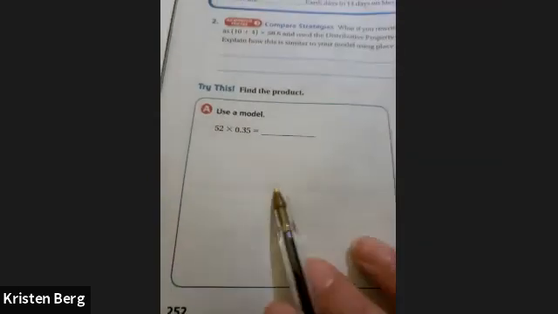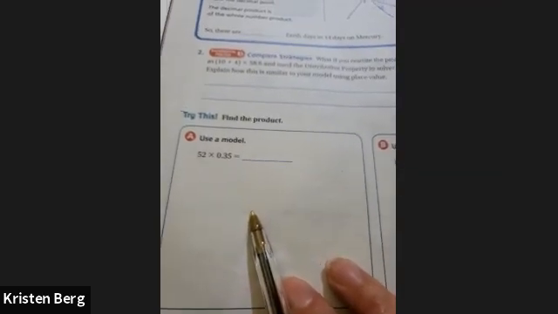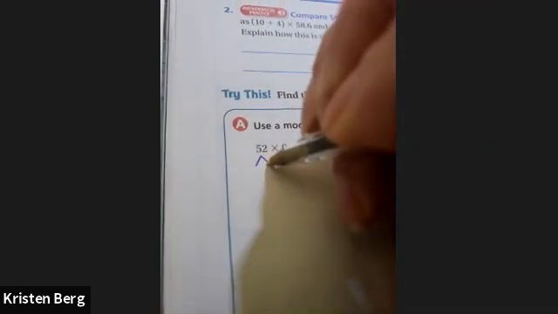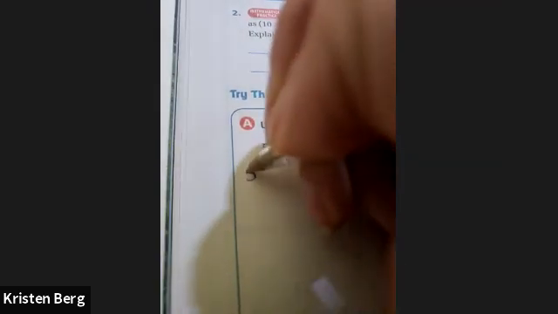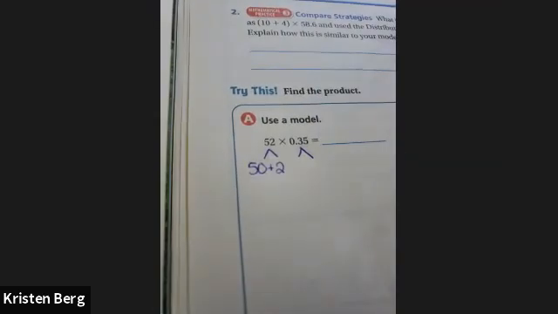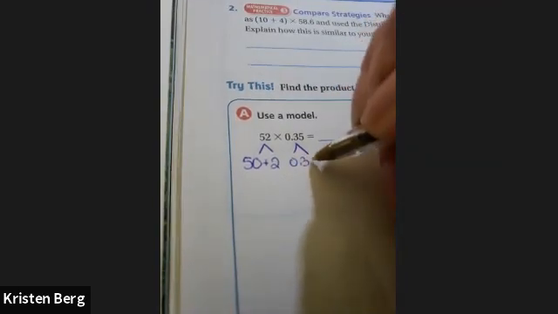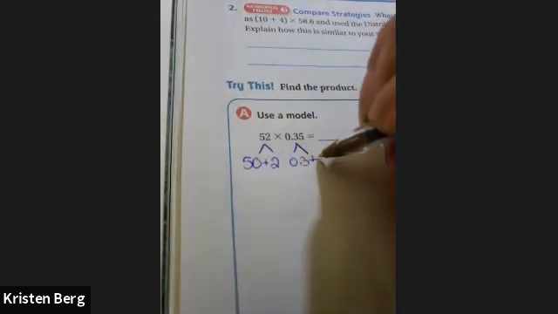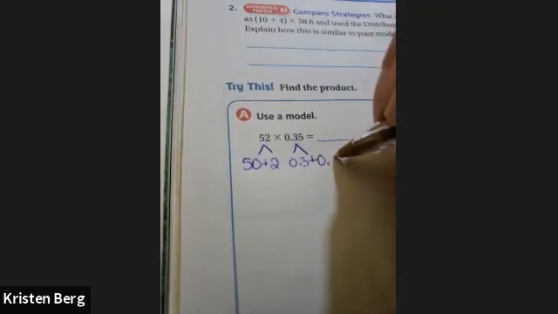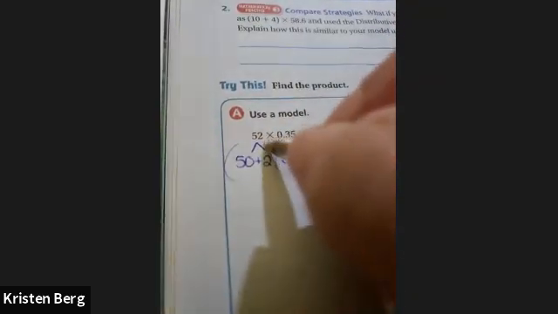All right, now I'm going to skip down to here. I wanted us to show the model. So real quick, just because I was discussing this already, how can I separate 52? I could do 50 plus 2. And then how could I separate these two numbers out? I could have done 3/10 plus 5 in the hundredths. So that would be 0.05. So this, and then times this.